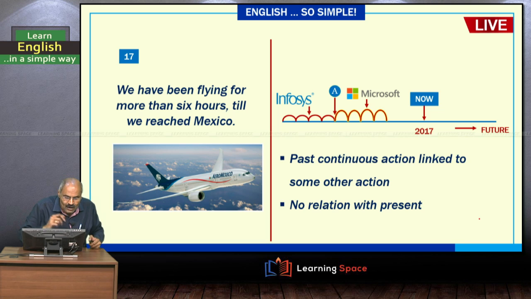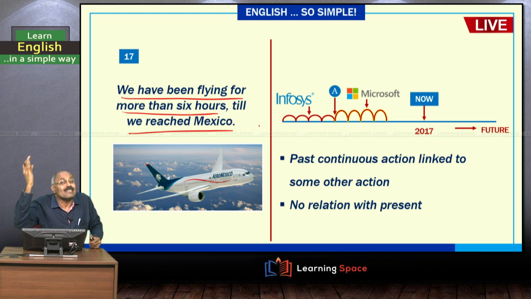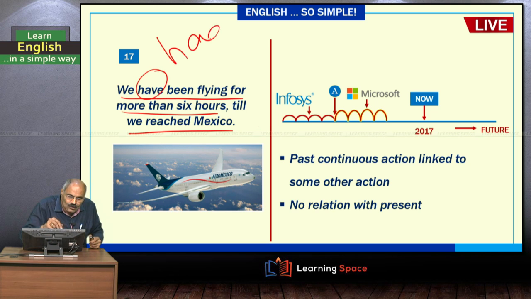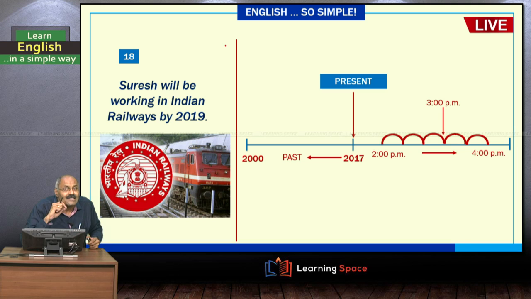Look at the next one. We have been flying for more than 6 hours till we reached Mexico. You see, one past continuous action interlinked with some other thing. Past continuous action. So, it should be "we had been flying" instead of "have". It should be "we had been flying for more than 6 hours till we reached Mexico", right.